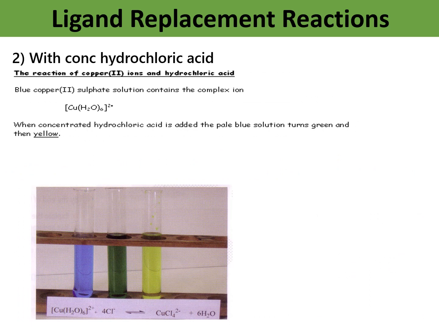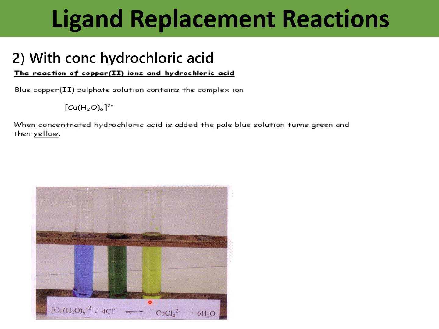The second ligand replacement reaction we're going to look at is using our hexaaqua copper ion solution, and we're going to add concentrated hydrochloric acid. When concentrated hydrochloric acid is added, the pale blue solution turns green and finally turns yellow.